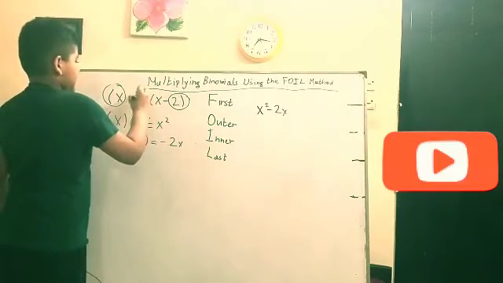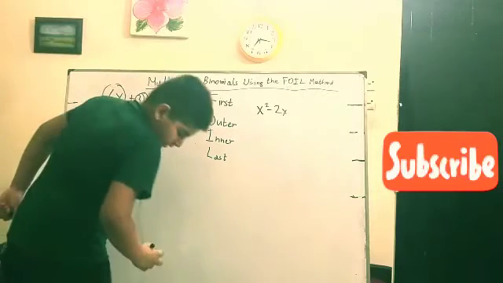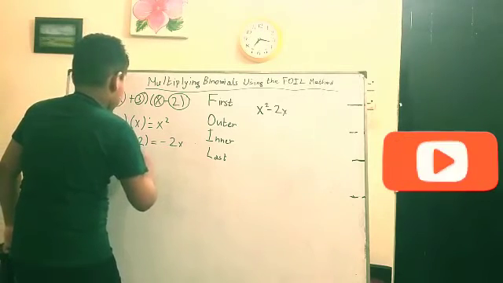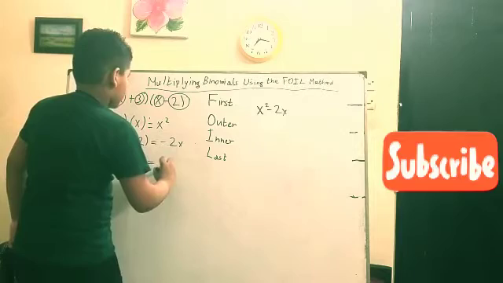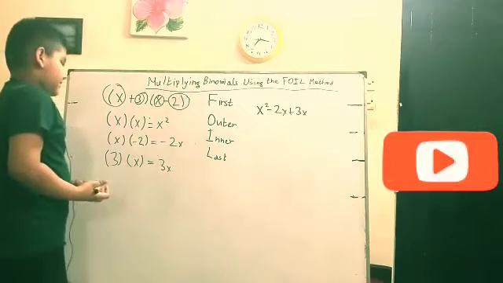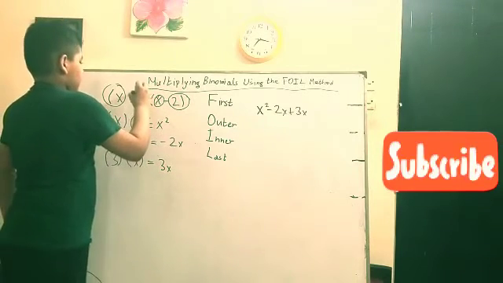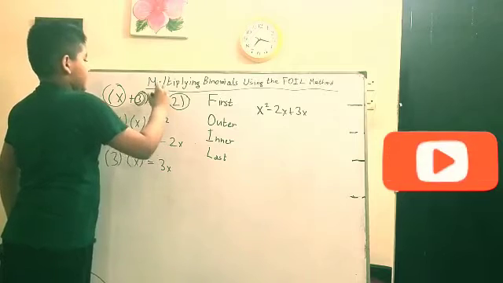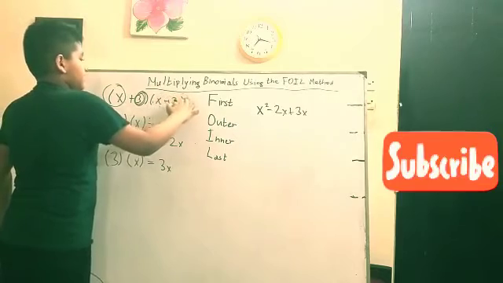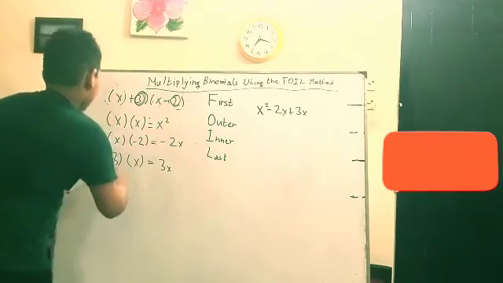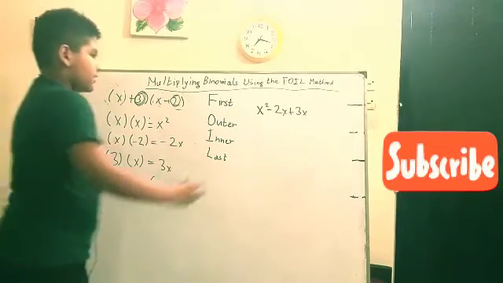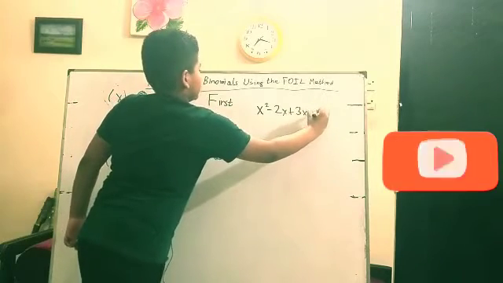Now the inner means these inner parts. So 3 times x equals to 3x. Let me add that one to the list. And then the last, which is 3 times 2, the constants. Let me clean this up. The two constants. So it would be 2 times 3, which is 6. So the answer would be a constant.